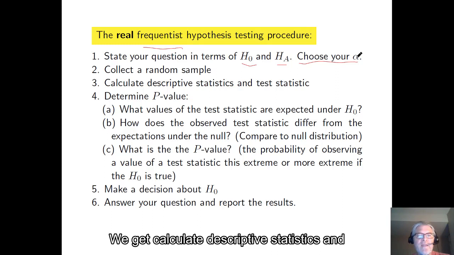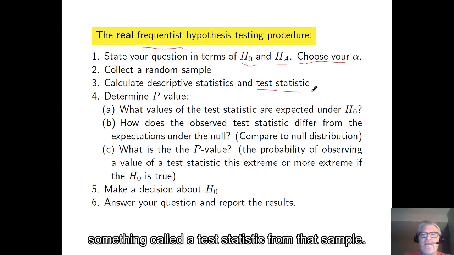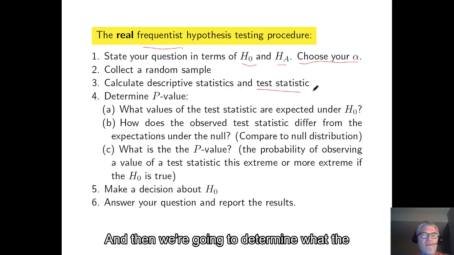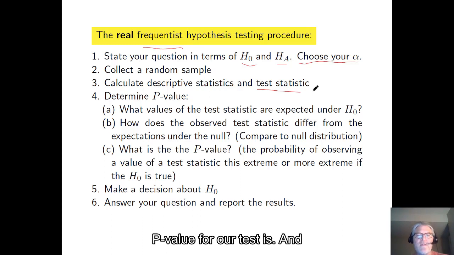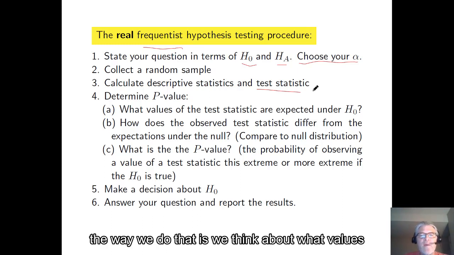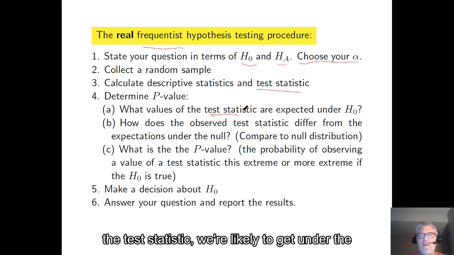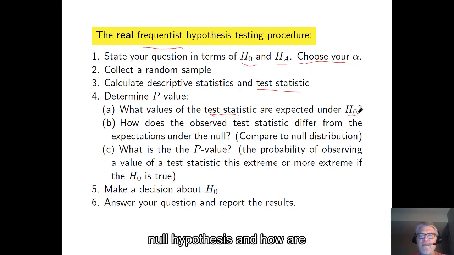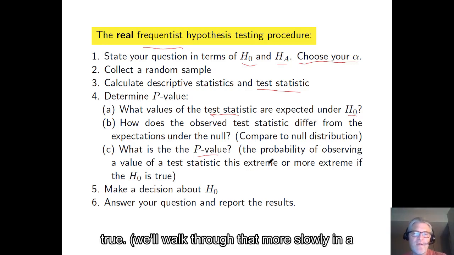We calculate descriptive statistics and something called a test statistic from that sample, and then we're going to determine what the p-value for our test is. And the way we do that is we think about what values of the test statistic we're likely to get under the null hypothesis, and how our observed test statistic differs from those expectations. The p-value itself is the probability of observing a value of a test statistic that's as extreme or more extreme if the null were true. And we'll walk through that more slowly in a sec.